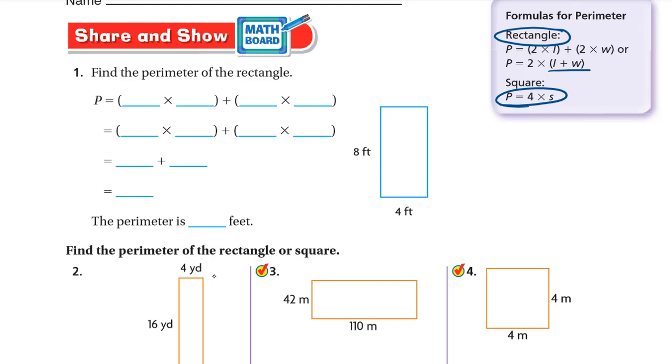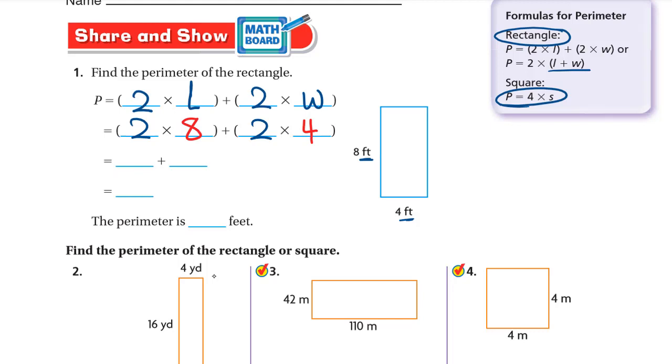So here we have a rectangle which has a length of 8 feet and a width of 4 feet. And we will use the formula. So here, what is the formula of the rectangle? P equal 2 times L plus 2 times W. Okay, I write 2 times, plus 2 times, and instead of L and W, length and width, I write here the length is 8 and the width is 4.